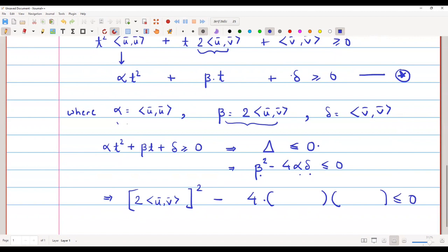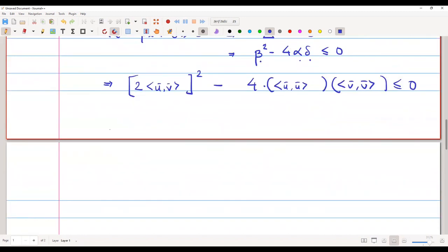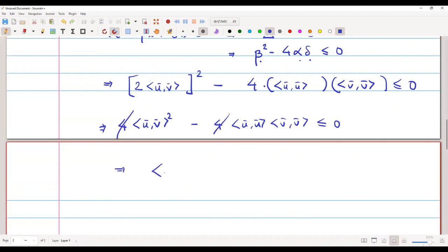What is alpha? Alpha is inner product u bar, and delta is inner product v bar, and this is less than or equal to 0. When I expand it, this will become 4 inner product u bar whole square minus 4 inner product u bar into inner product v bar is less than or equal to 0. So cancel the 4. This means inner product u bar square is less than or equal to inner product u bar into inner product v bar, with the negative term going on that side.